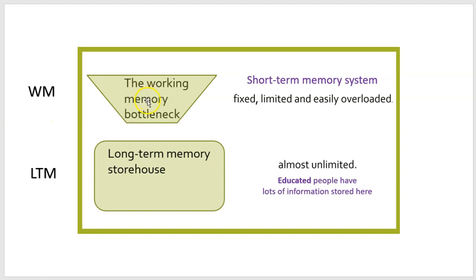So here are two memory systems, WM for working memory, LTM for long-term memory, and there are some important differences. The working memory system is a short-term system. It has limited capacity and it's easily overloaded, and we'll learn more about that in a moment. The long-term system has a large storage capacity, and of course to be educated means that we've stored lots of information in our long-term memory system.